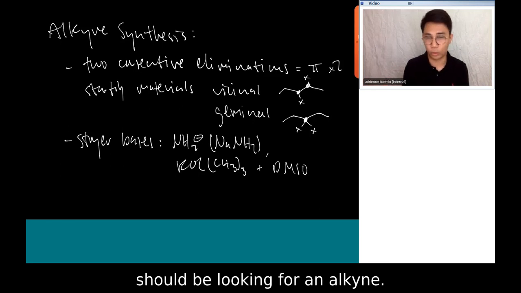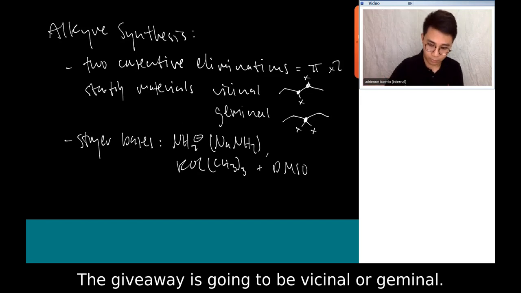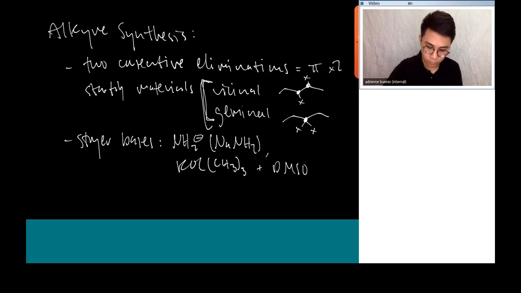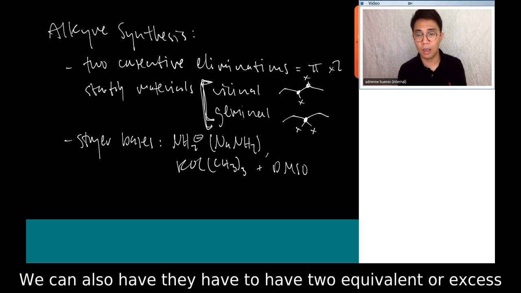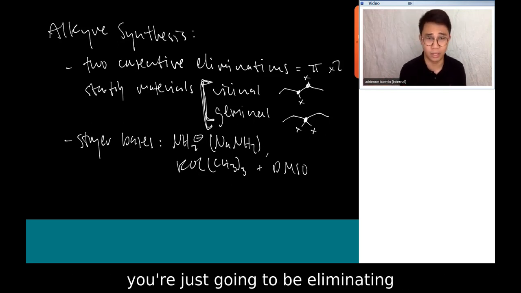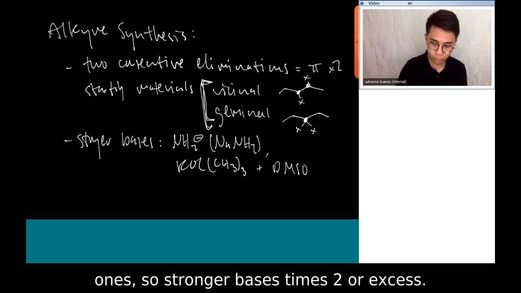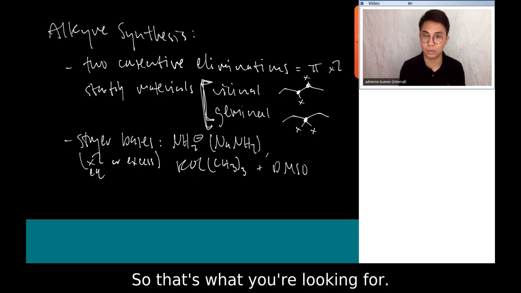So you guys should be looking for alkyne, but the giveaway is going to be vicinal or geminal. And it also doesn't always have to be stronger bases. They have to have two equivalents or excess to get through these, because if they just say one equivalent, then obviously you're just going to be eliminating once, right? So stronger bases times two equivalents or excess, right? So that's what you're looking for.